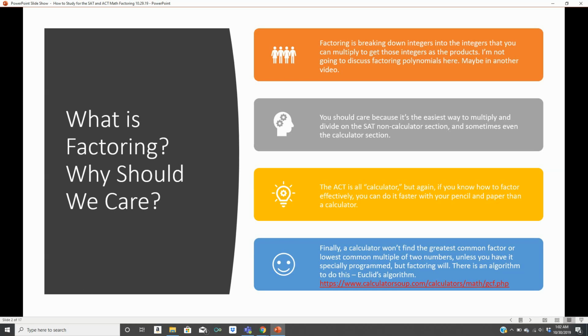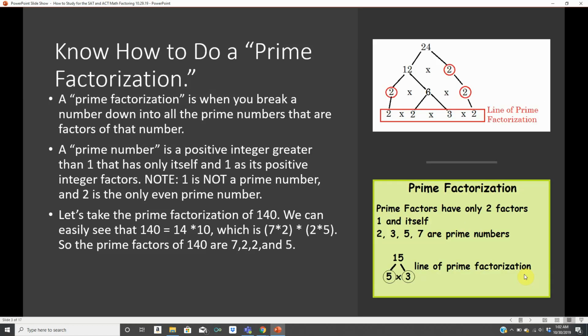There is an algorithm to do this called Euclid's algorithm, and here's the URL on calculatorsoup.com, and we will see this again. So there's the URL if you want to go look, but we will see this a couple slides from now. So the first thing you need to know is how to do a prime factorization.